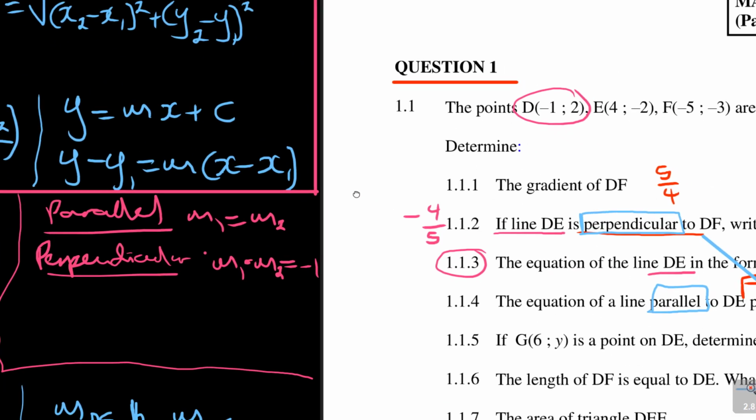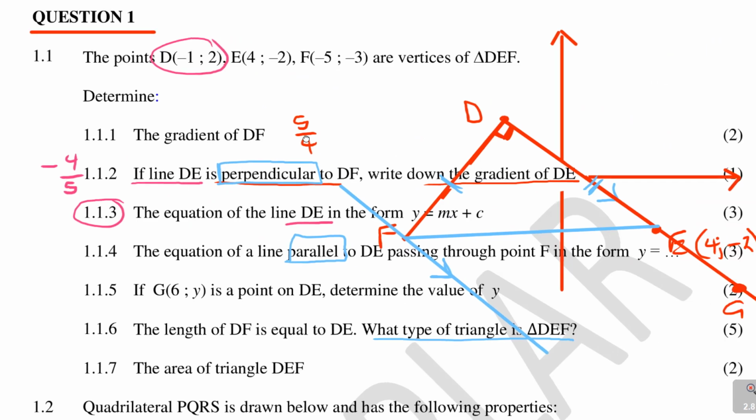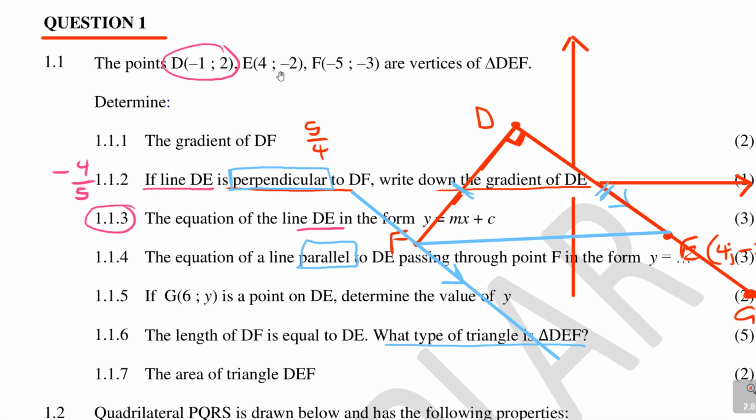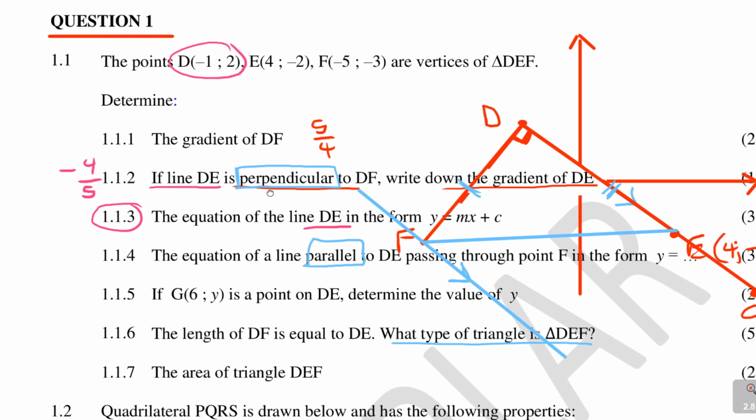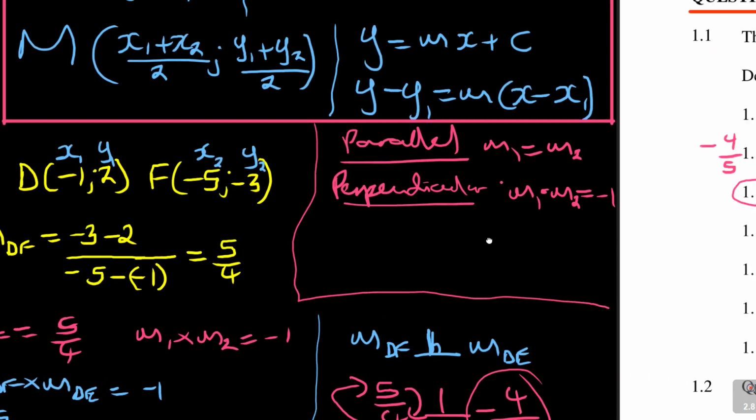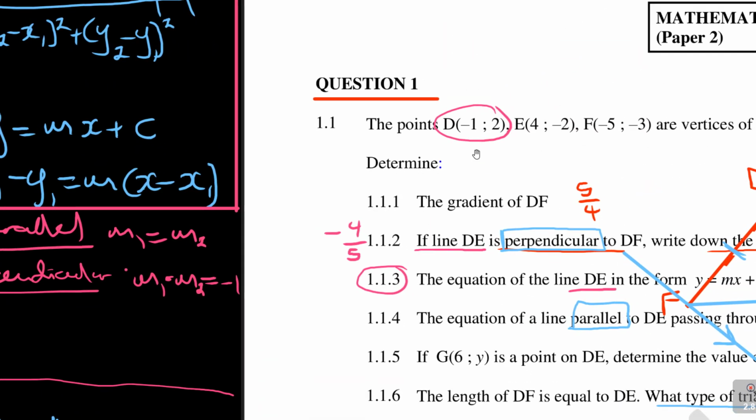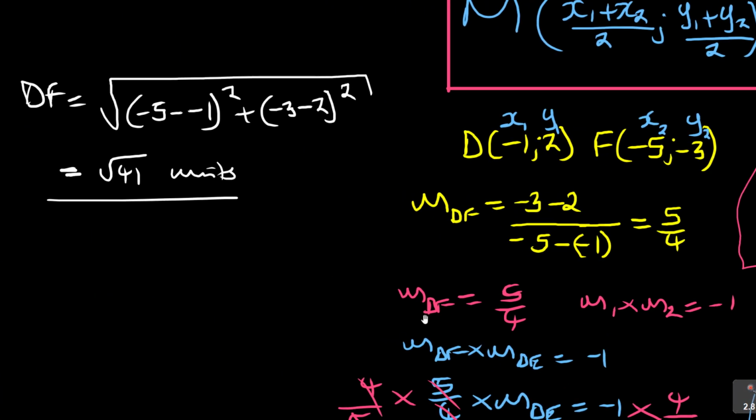Let's find, they say DF and DE. So DF and DE. Point E is (4, minus 2). So let me have point E here.